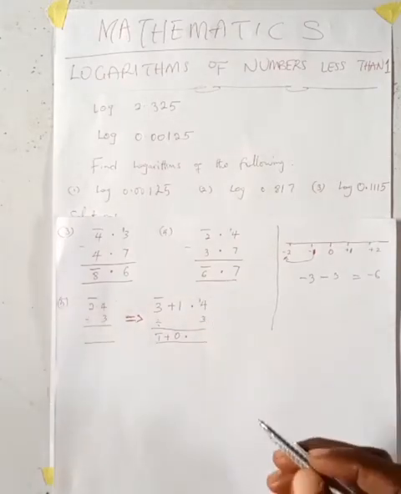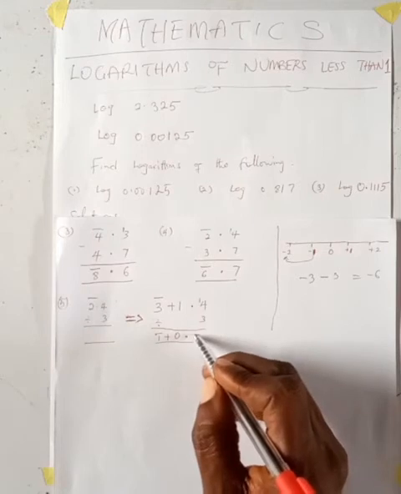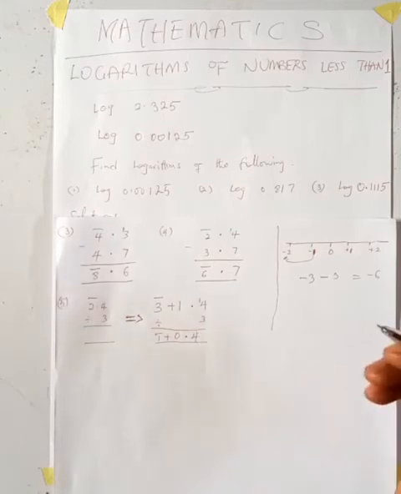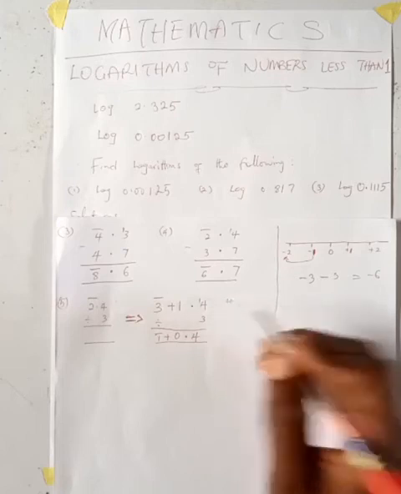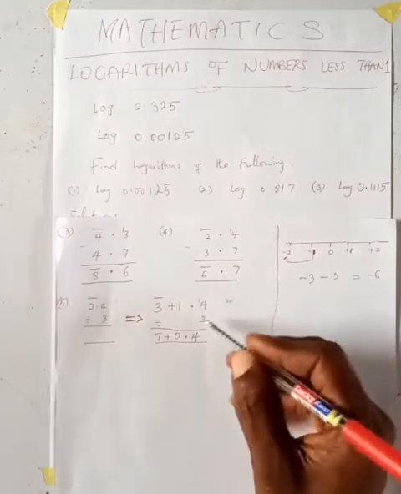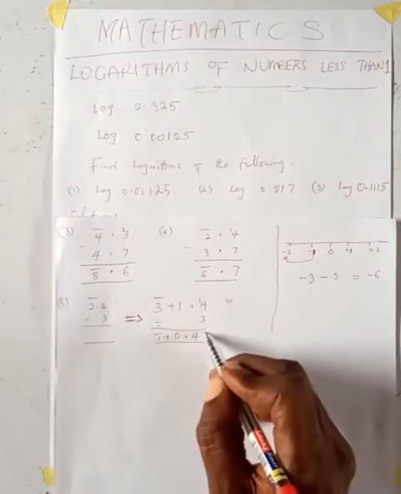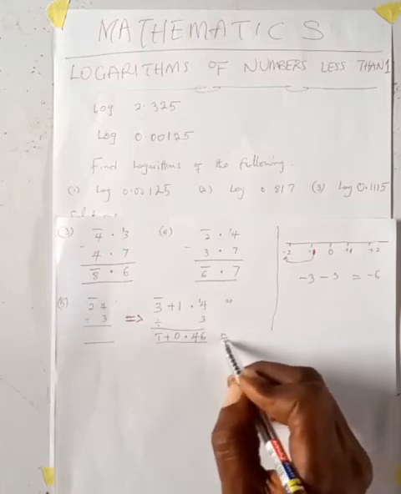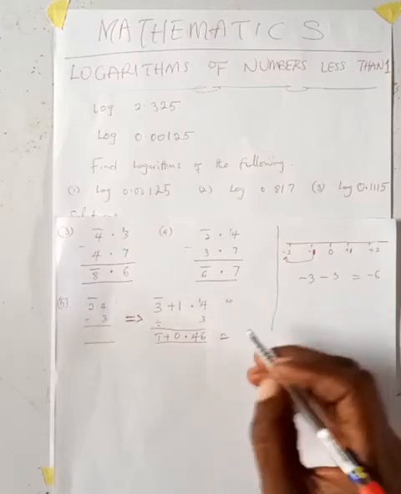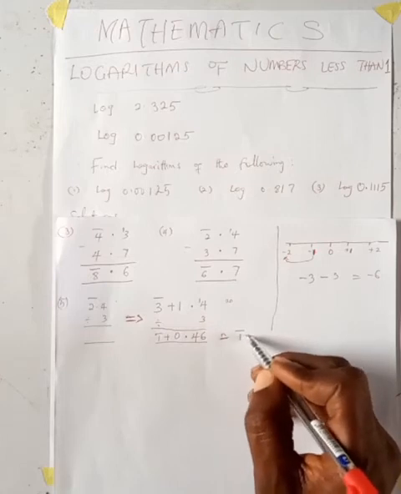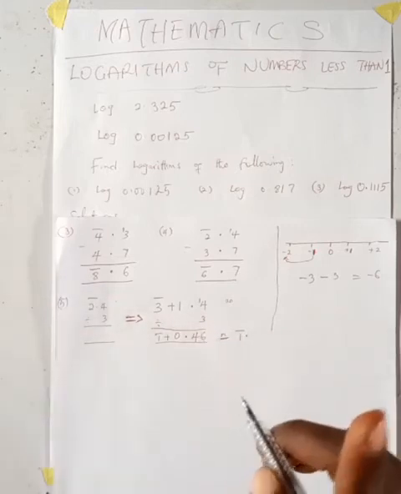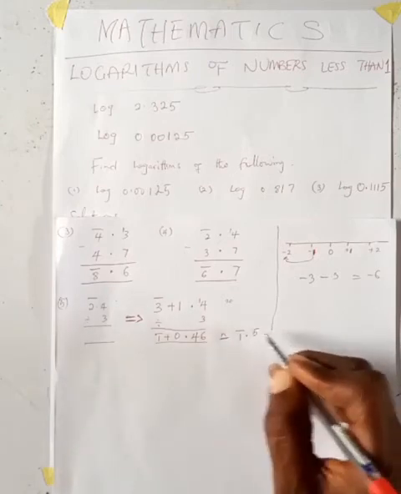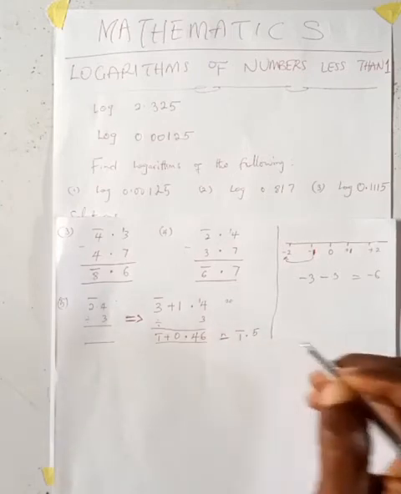So how many 3 can we get in 14? We know that is 4 with a remainder of 2. So what will happen to that 2 is that I will fix 0 to it at the back, making 20. How many 3 can I get in 20? That is 6. So finally, the result can now be written as bar 1.46 here. I can round it up and call it bar 1.5.